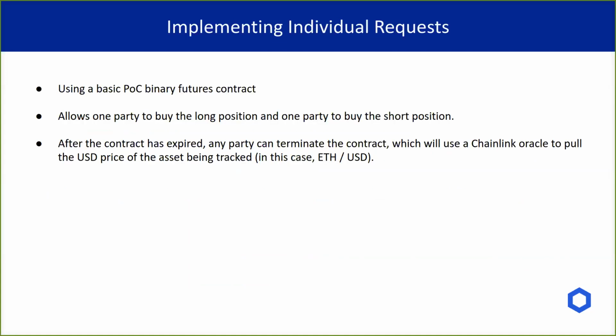So moving on from that and building on Ash's binary futures example, we're actually just going to walk through and build a very basic binary futures contract and integrate Chainlink itself, so you guys can see how that all works. The premise for the binary futures contract at a very simple level: we're allowing one party to buy the long position, one party to buy the short position, and when the contract has expired, we're going to use a Chainlink oracle to pull in the US dollar price of the asset being tracked.